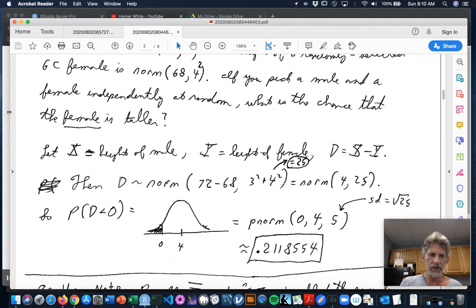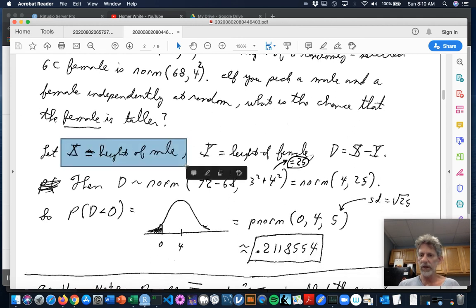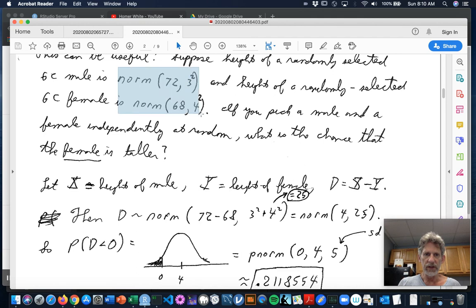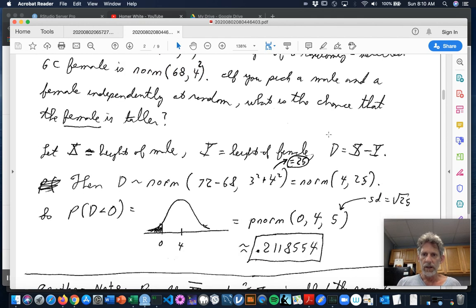All right, let's set this up. So let's let x be the height of the random male and y be the height of the random female. So they've got those normal distributions that you see up here. Let's let d be the difference, x minus y. Then our result says that d is normal with mean, 72 minus 68 is 4 inches, and variance, sum of the variances of those two normal random variables, that works out to 25, okay? So it's normal, mean 4, variance 25.